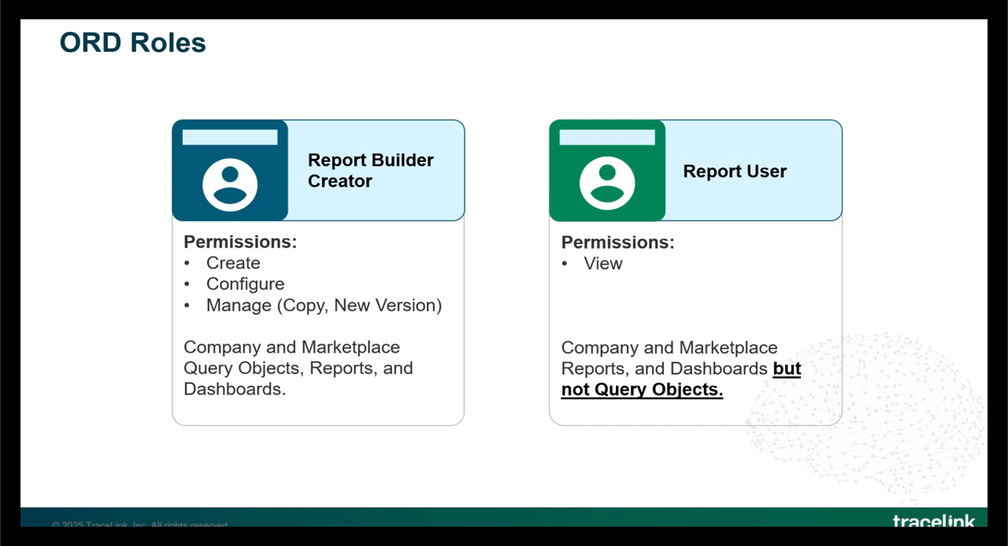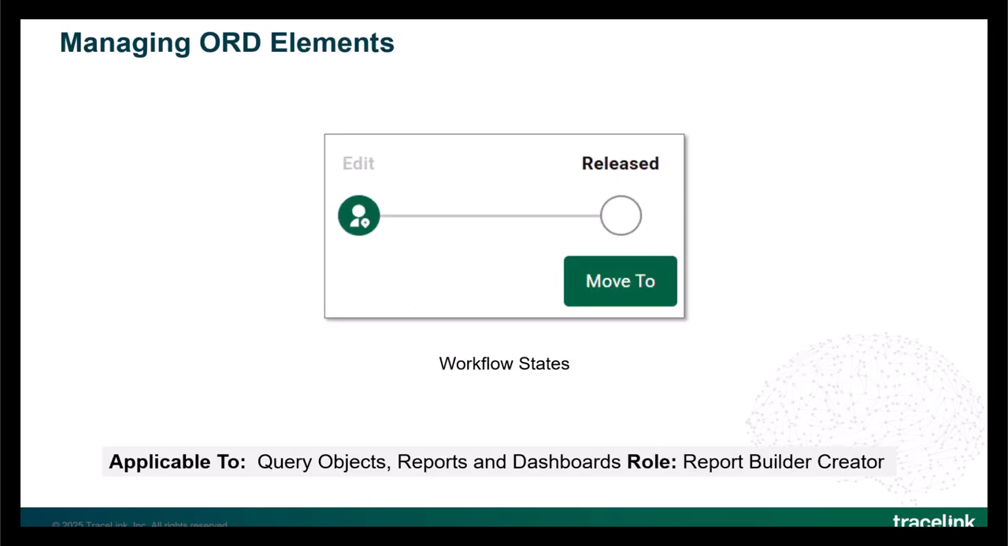For example, if you're trying to access US compliance reports and dashboards, you have to be a member of the US compliance network with the right role. There are a few key operations that apply across query objects, reports, and dashboards in ORD. Let's start with states. Each of these elements, query objects, reports, and dashboards, move through different states as you work with them.